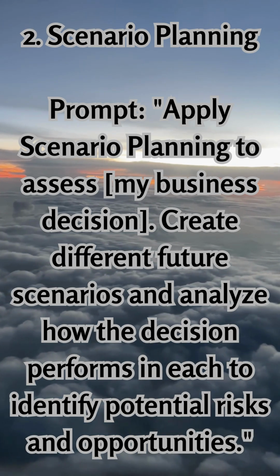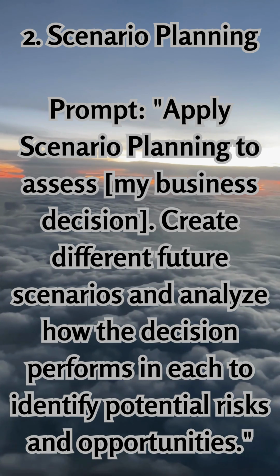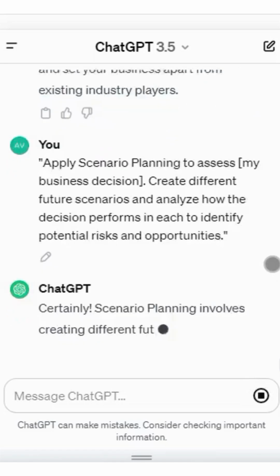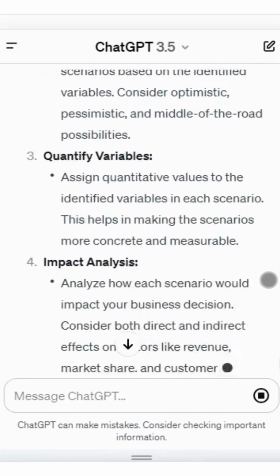2. Scenario Planning. Prompt: apply scenario planning to assess my business decision. Create different future scenarios and analyze how the decision performs in each to identify potential risks and opportunities.